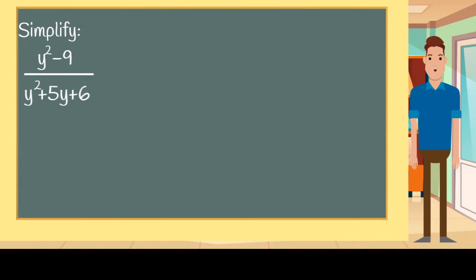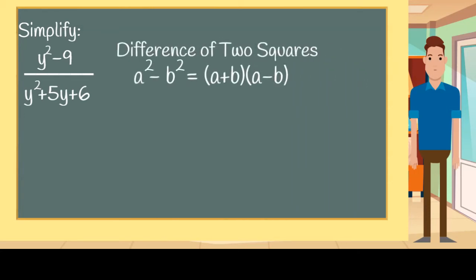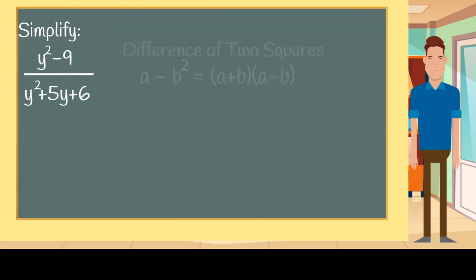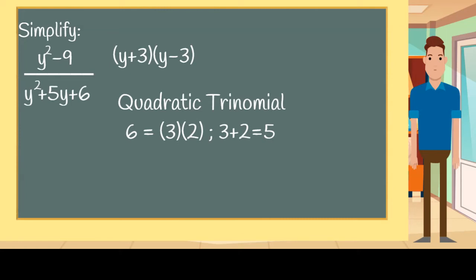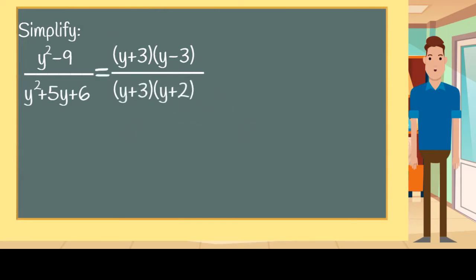Next example. Simplify y squared minus 9 over y squared plus 5y plus 6. What type of polynomial is the numerator? It is a difference of two squares. Its factored form is y plus 3 times y minus 3. What type of polynomial is the denominator? It is a quadratic trinomial. The factored form of the denominator is y plus 3 times y plus 2.